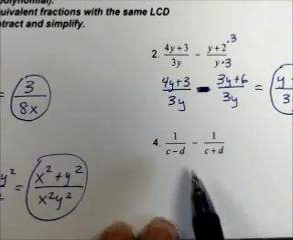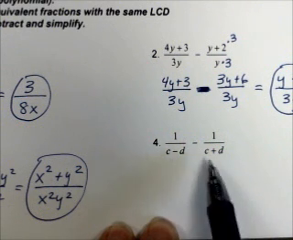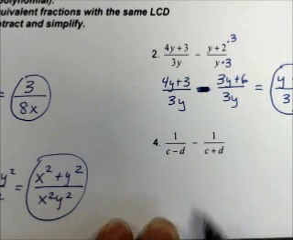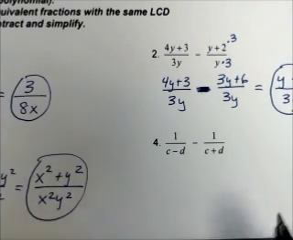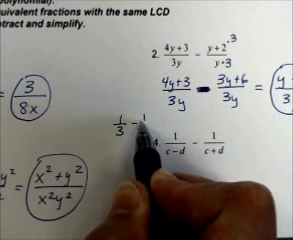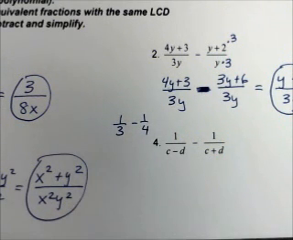Number 4. Here we have denominators of c minus d and c plus d. They don't have anything in common. c minus d doesn't divide into c plus d. It's similar to having something like 1 over 3 minus 1 over 4. There's nothing in common there.